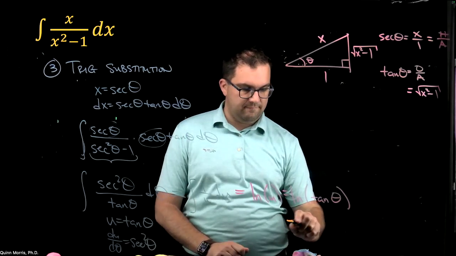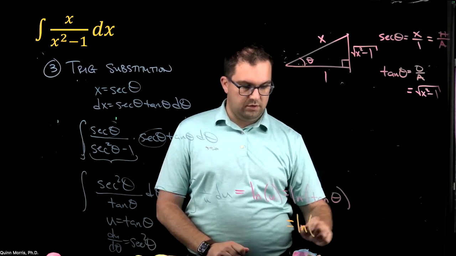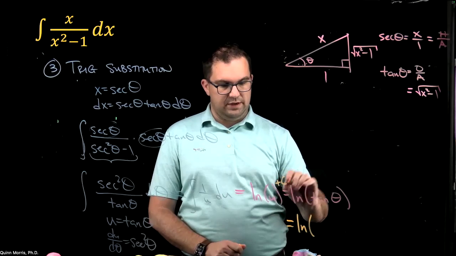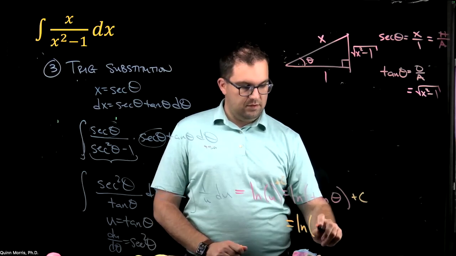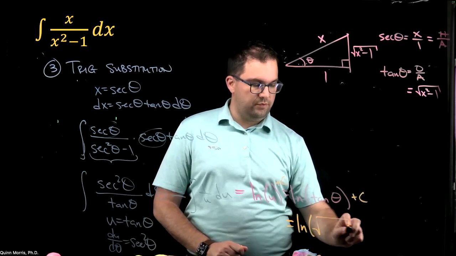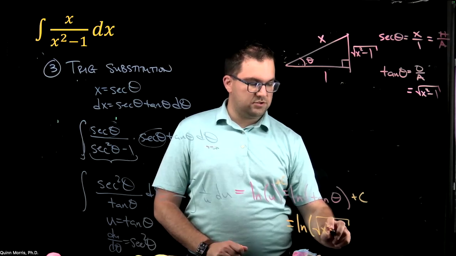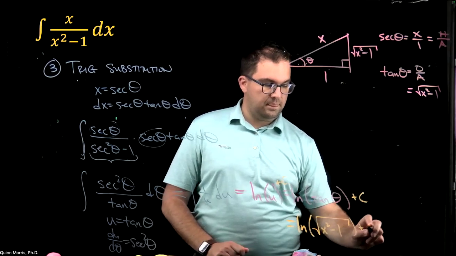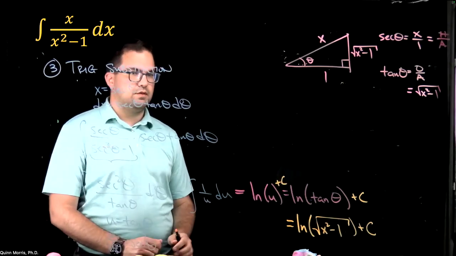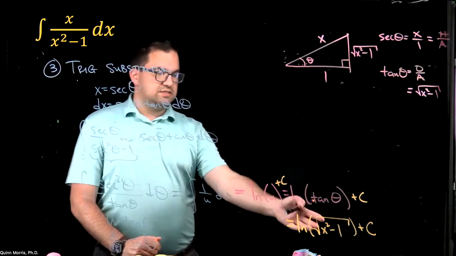And so, at the end of the day, substituting back in, I'm sorry, once I started integrating here, I should have picked up a plus c. This becomes natural log of square root of x squared minus 1 plus c. Okay, and this is our final answer.